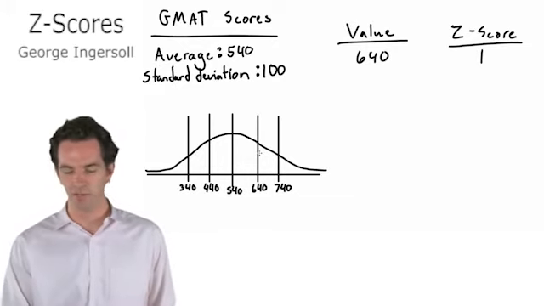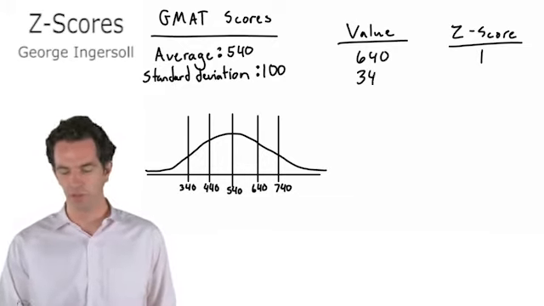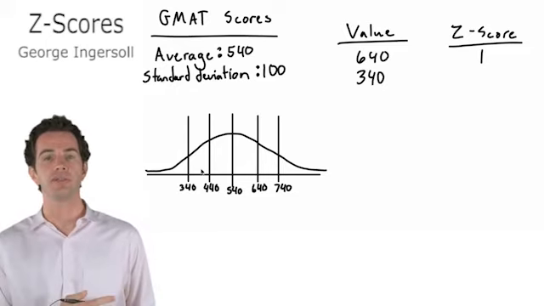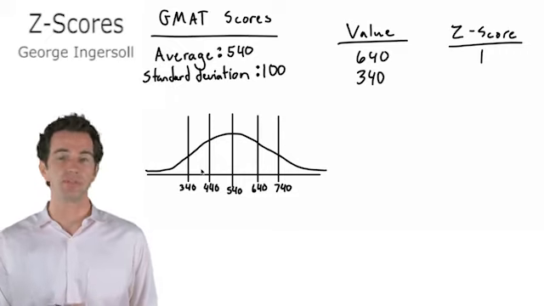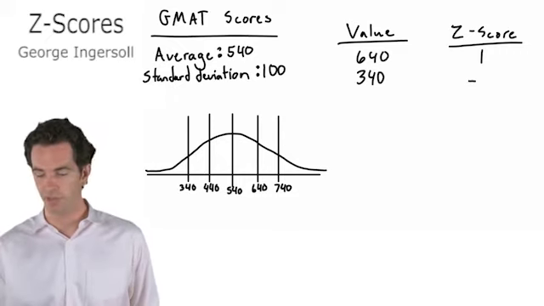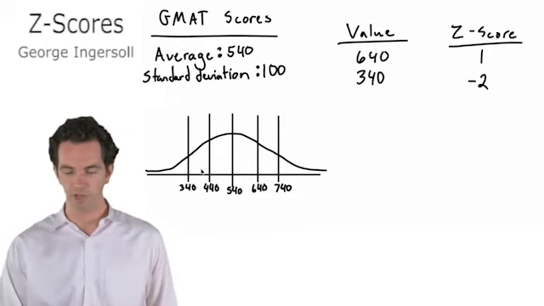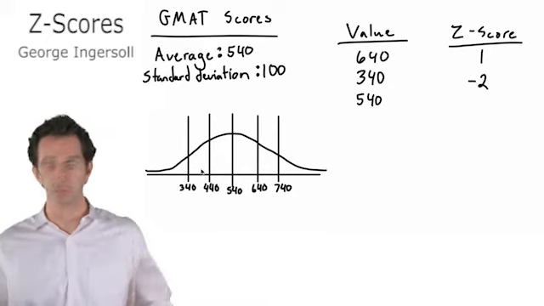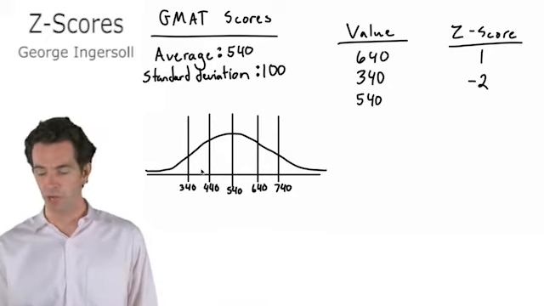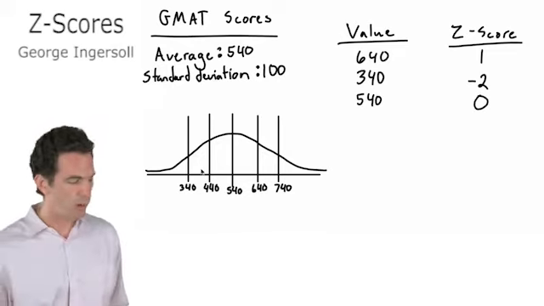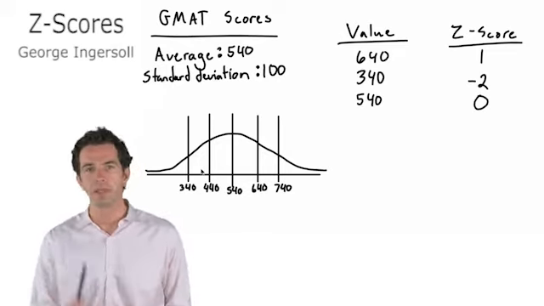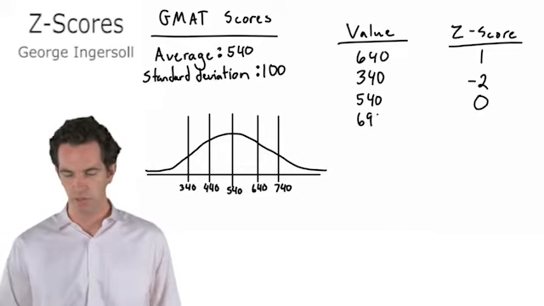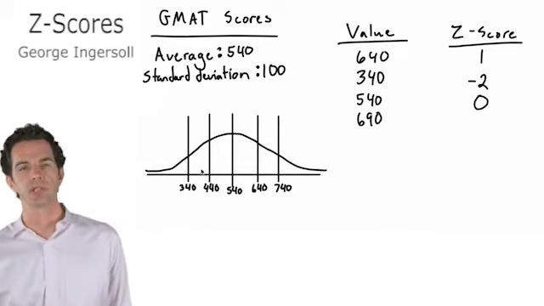If we said a score of 340, that's two standard deviations to the left of the mean. So it's going to have a z-score of -2. Well, what about 540? What's the z-score for that going to be? It's going to be equal to 0. We are 0 standard deviations away from the mean. Now let's make it a tiny bit trickier. What if we said 690? What z-score would 690 be?